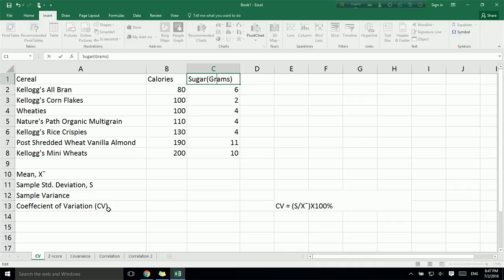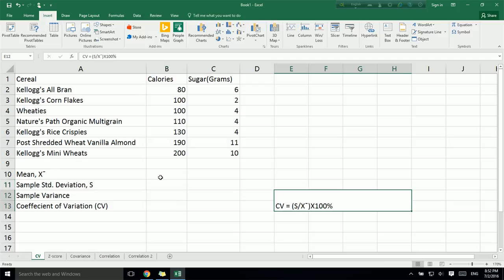The coefficient of variation is especially useful when we want to compare two or more sets of data that are measured in different units. For example, here we have different brands of cereals and their calories per serving and the sugar they contain in grams. Now, suppose we want to compare the variation of calories per serving among different brands with the sugar amount, but these are measured in different units. So how can we do that? In this case, we can compare the coefficient of variation of the calories and sugar.